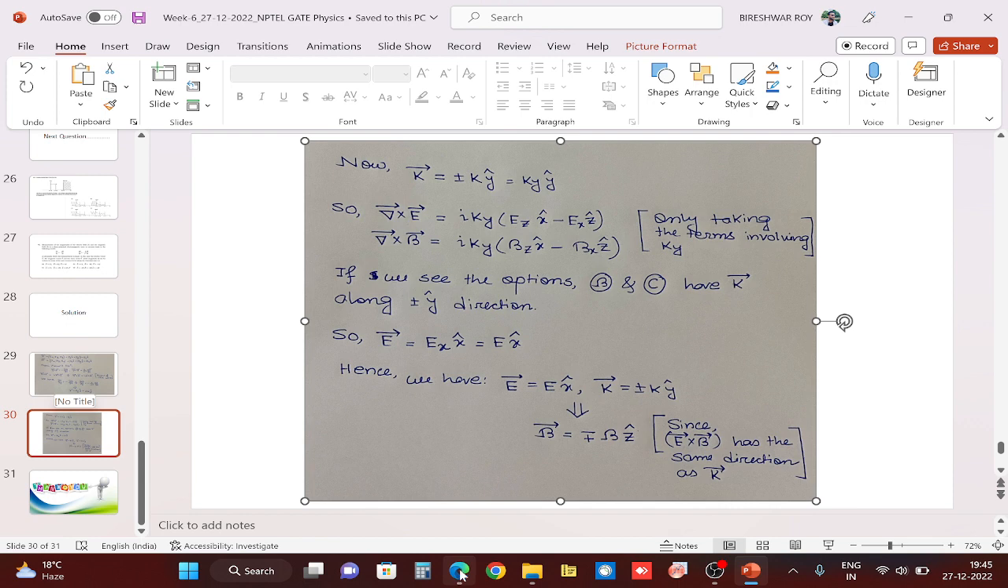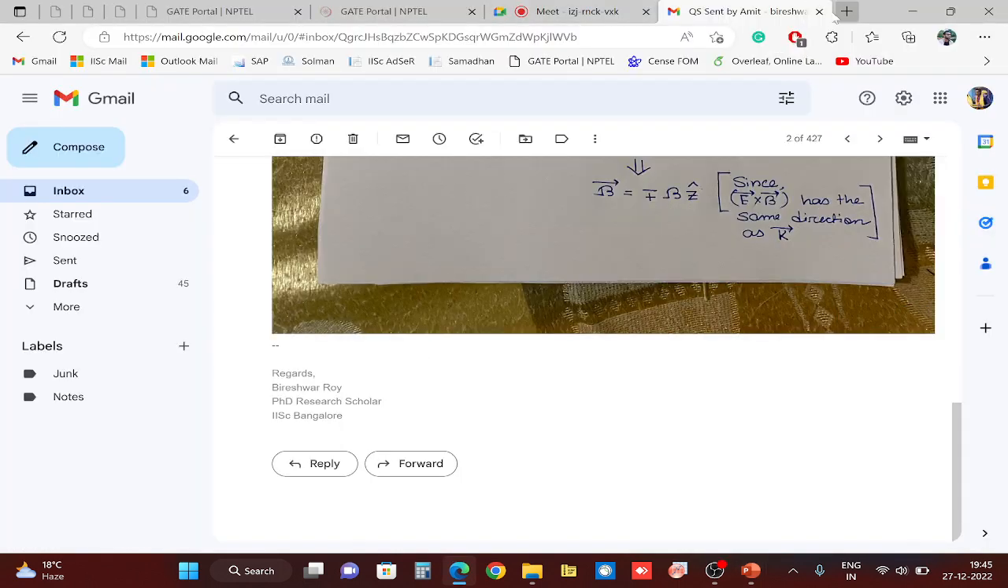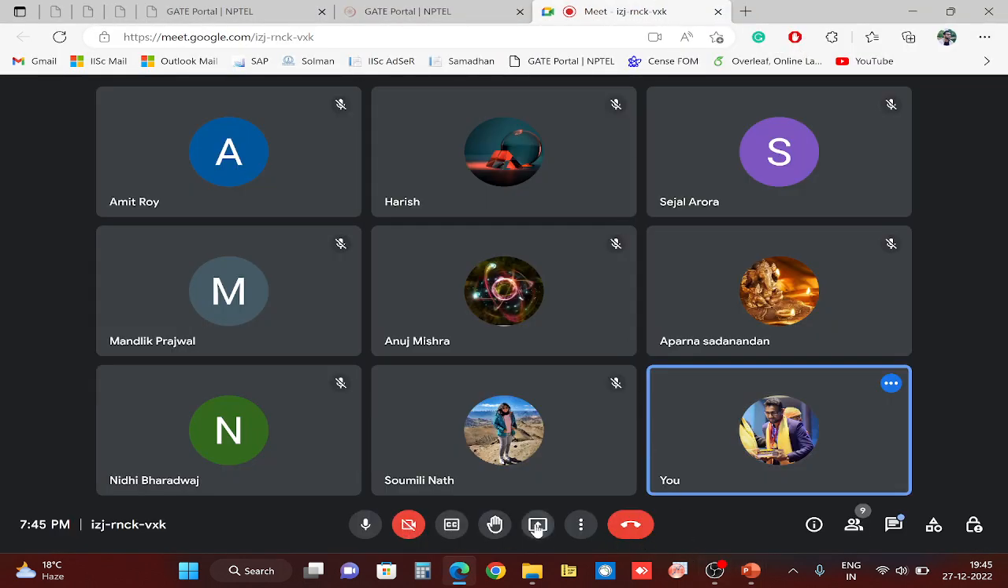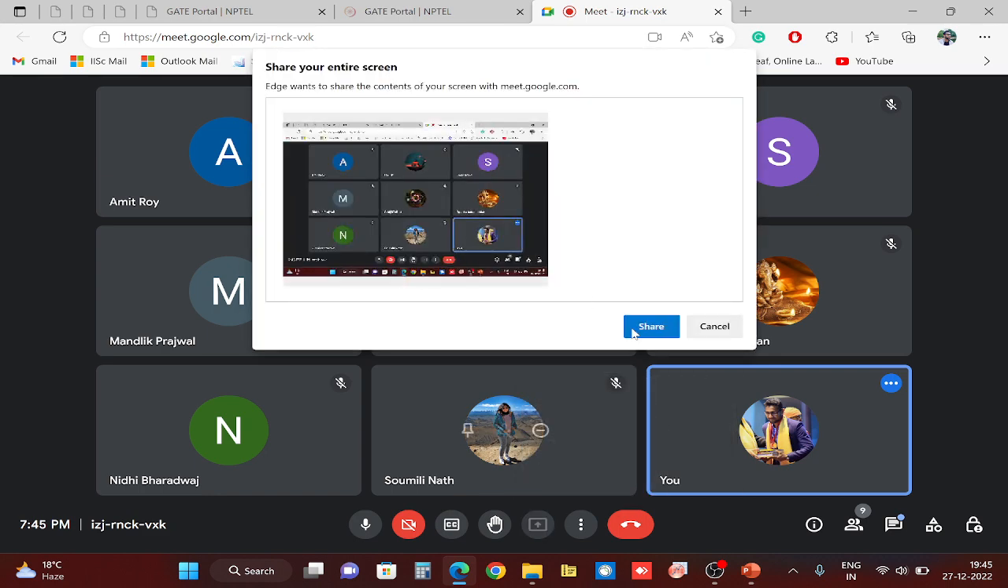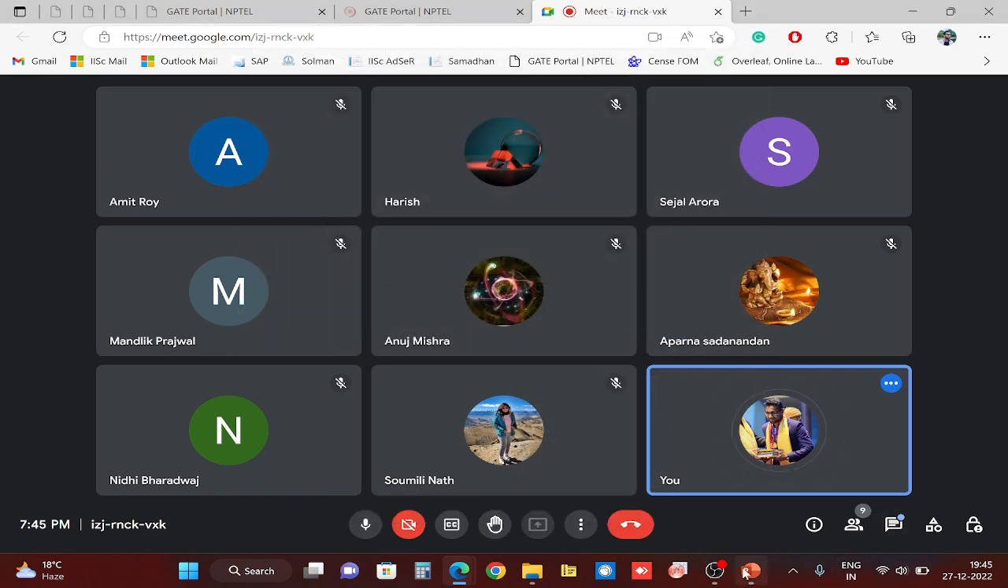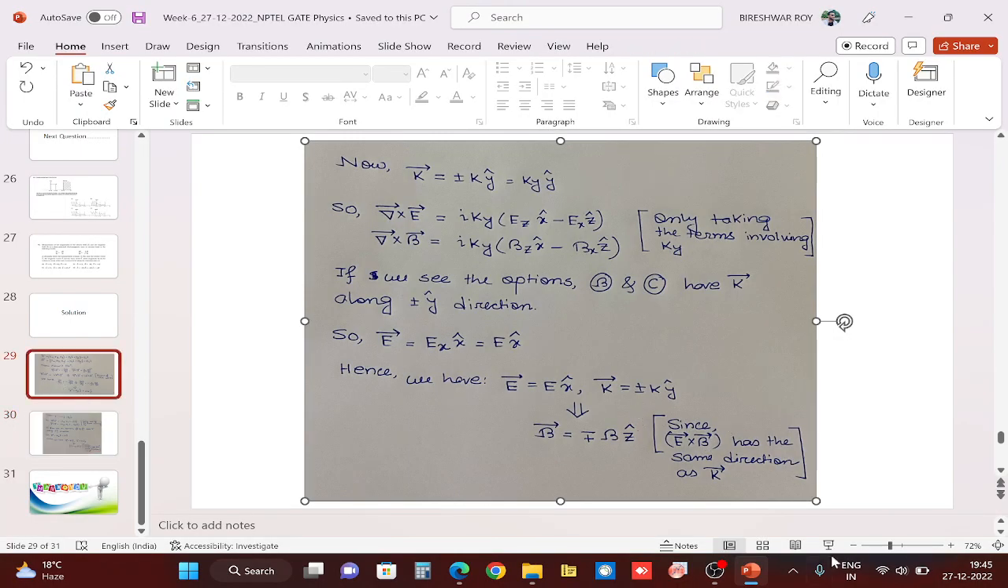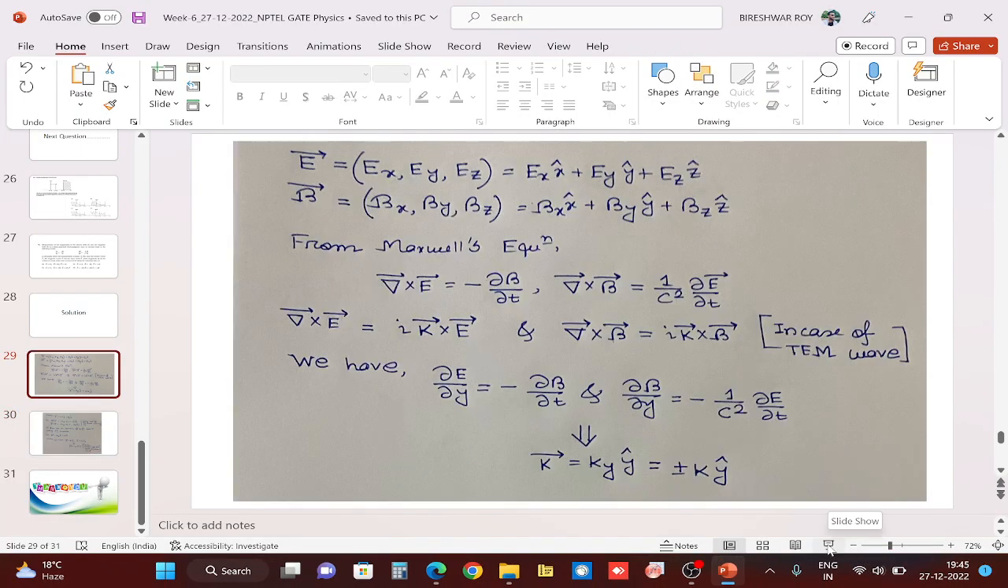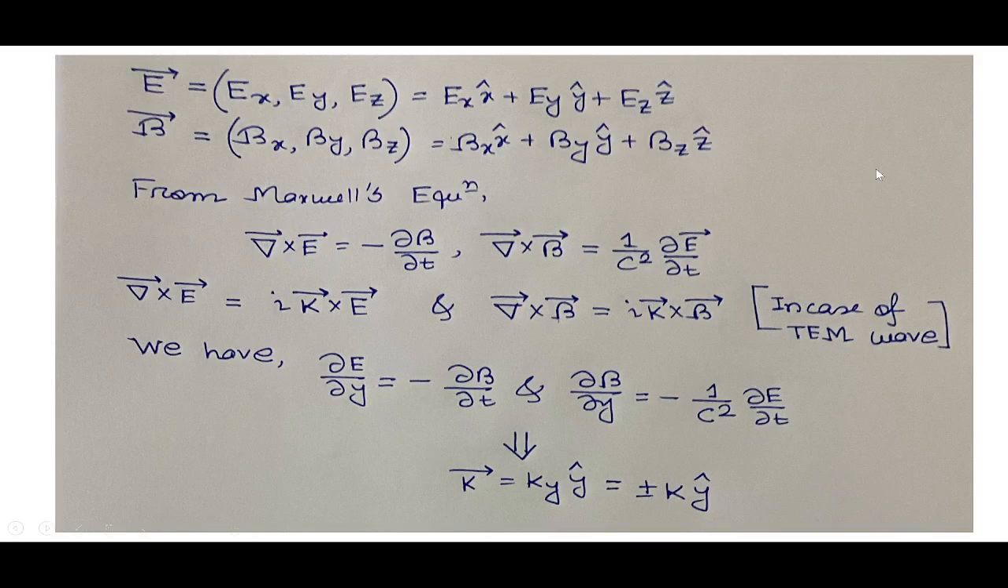Okay, I am sharing my screen. Is my screen visible? Yes, sir. Okay, fine. So the confusion, I think Amit also has the confusion here. So I will not explain the equations again and again. I think you know this thing. So I will just concentrate on the first two equations.